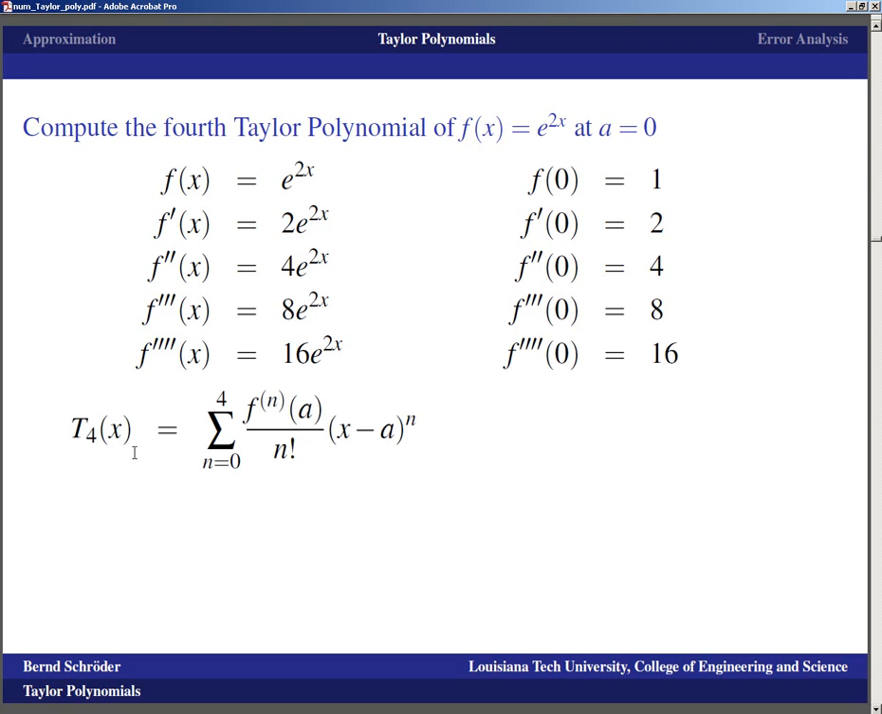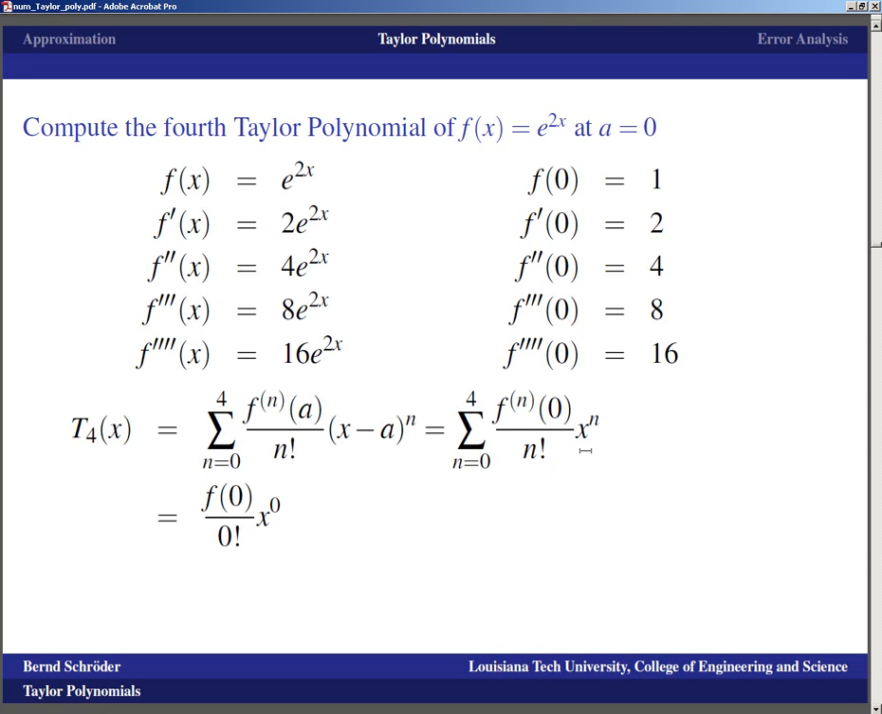The fourth Taylor polynomial now is the sum n equals 0 to 4 of the nth derivative of f at a divided by n factorial times (x minus a) to the n, which with a equals 0 is the sum n equals 0 to 4 of the nth derivative at 0 divided by n factorial times x to the n. And now we just work that out. Well, we can first of all split that out.